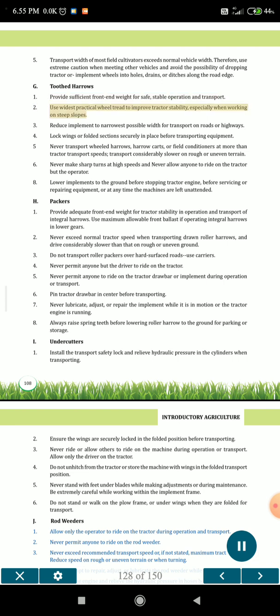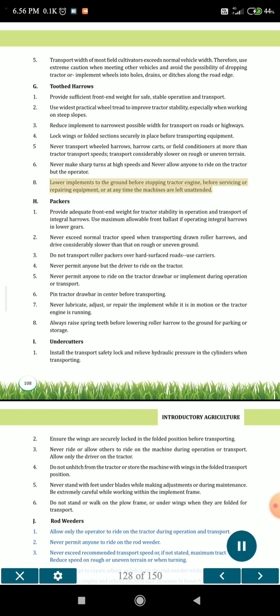2. Use widest practical wheel tread to improve tractor stability, especially when working on steep slopes. 3. Reduce implement to narrowest possible width for transport on roads or highways. 4. Lock wings or folded sections securely in place before transporting equipment. 5. Never transport wheeled harrows, harrow carts, or field conditioners at more than tractor transport speeds. Transport considerably slower on rough or uneven terrain. 6. Never make sharp turns at high speeds and never allow anyone to ride on the tractor but the operator.